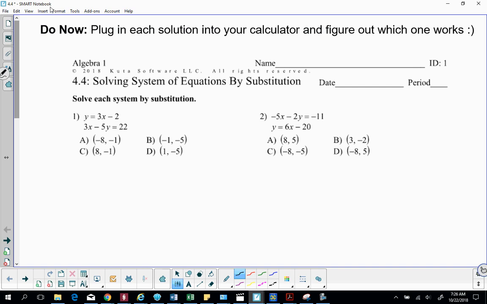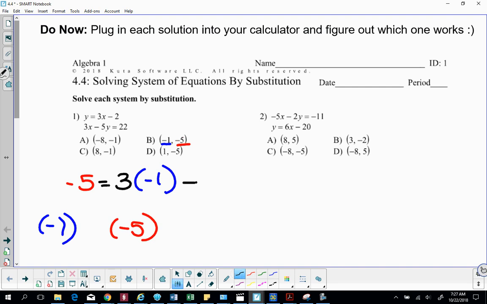The reason is when I plug it in, my Y I know right here is -5, and my X coordinate is -1. And so when I write my equation out like this, my first one, 3 times -1 ends up being -3. So this is this equation right here. So -3 minus 2 ends up equaling -5. So does -5 equal -5?